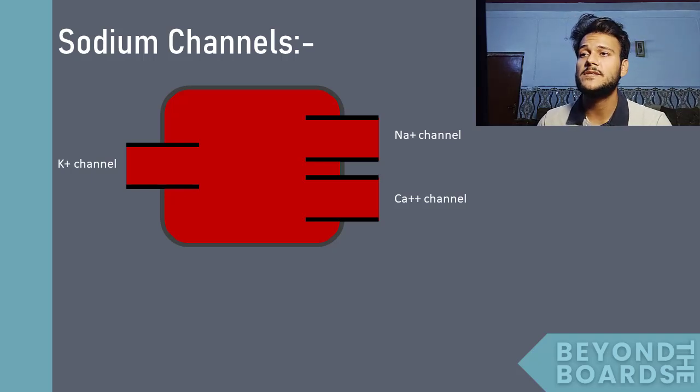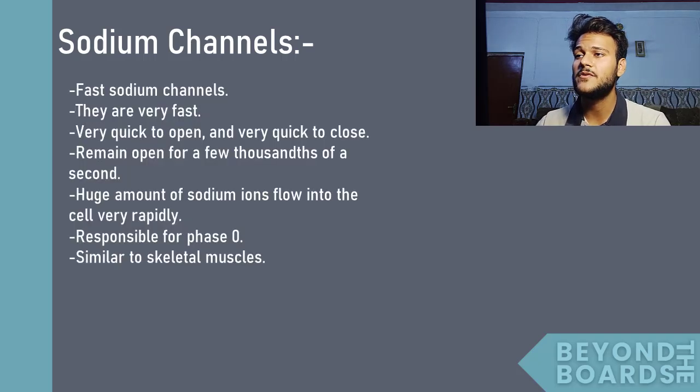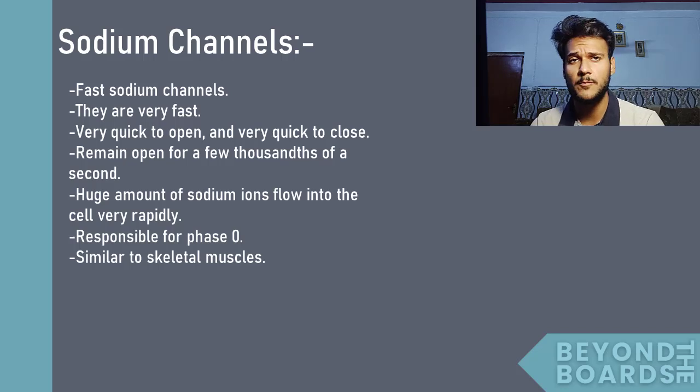These sodium channels are very similar to those found within the skeletal muscles. Now, let's review what I've said so far. These channels are called the fast sodium channels. They're very quick to open, very quick to close, and they remain open for a brief period of time. During that period, a huge amount of sodium ions flow to the inside of the cell, causing the cell to become more positive and hence depolarize. These channels are responsible for phase 0 of the myocyte action potential, which we'll talk about more in a second, and they are similar to those found within the skeletal muscles.